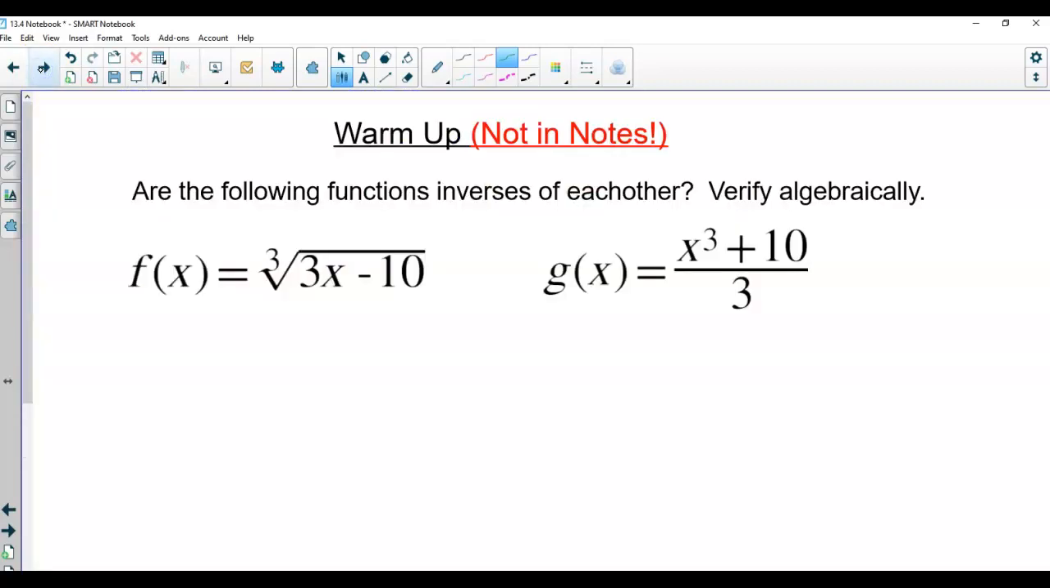Then from here, this is not your notes. Why don't you hit pause, grab a piece of paper. Are the following functions inverses of each other, verified algebraically? What that means is you need to find out what does f of g of x equal, and what does g of f of x equal? And remember, it can only equal one thing to say whether or not it is a function or not. So why don't you hit pause and give this a shot? I will be back with the answer.